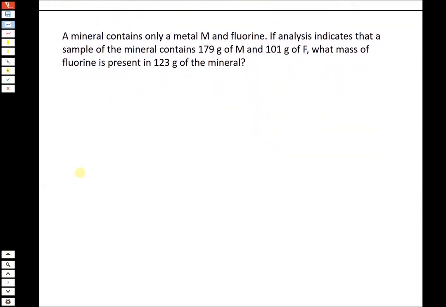So again, another problem involving a mineral, but this time it contains a metal, M, and fluorine. It doesn't specify what the metal is. Analysis indicates that a sample of the mineral contains 179 grams of metal and 109 grams of fluorine. What mass of fluorine is present in 123 grams of the mineral?